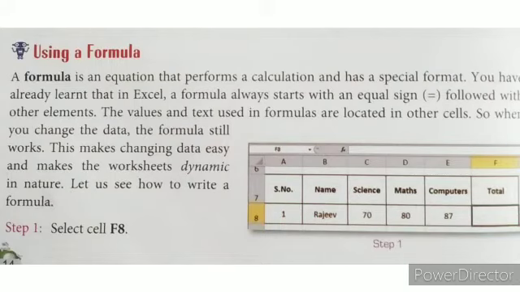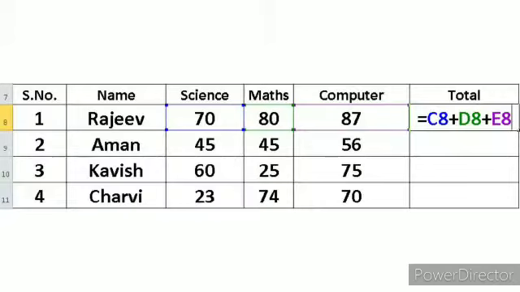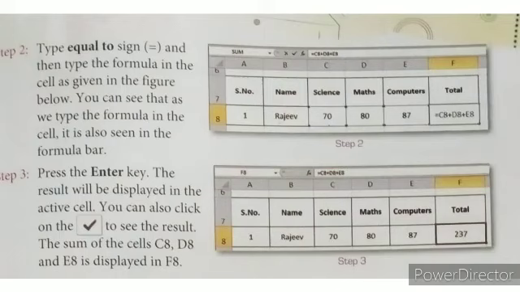Now see this figure here: serial number, name, science, maths, computer and total. These are columns. I have entered one record. Serial number 1, name of the student is Rajiv, science 70 marks, maths 80 marks and computer 87. Now if I want to calculate the total of Rajiv, then in cell F8, what will you type?